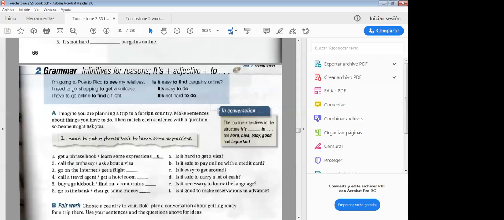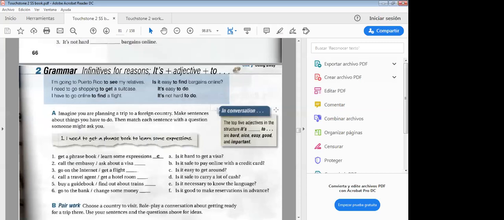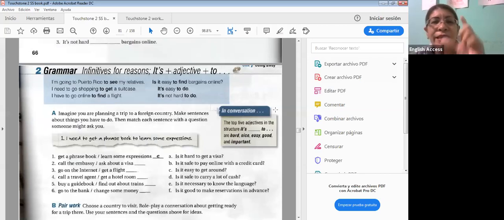Is it easy to find bargains online? It's easy to do. It's not hard to do. Now let's pay attention. We have a box that says in conversation. The top five adjectives in the structure it is plus adjective plus to are hard, nice, easy, good, and important. So this means that these adjectives are the most common to use with this structure.